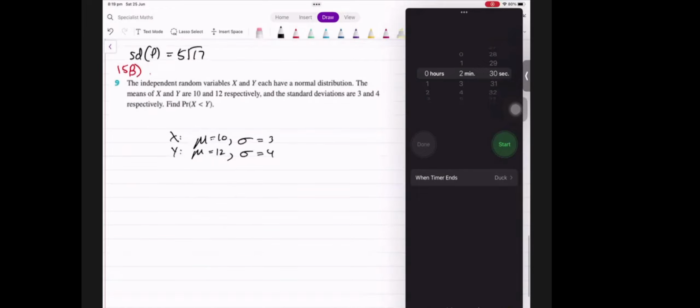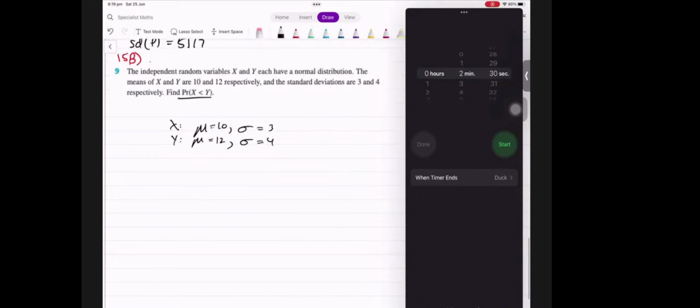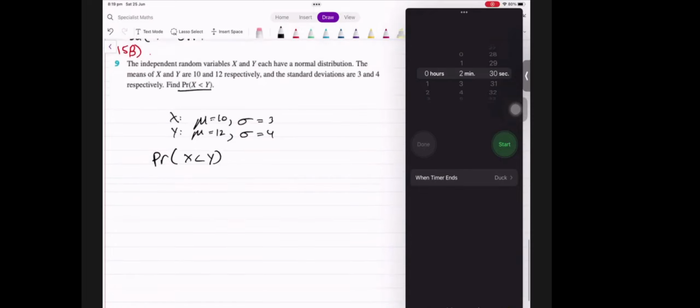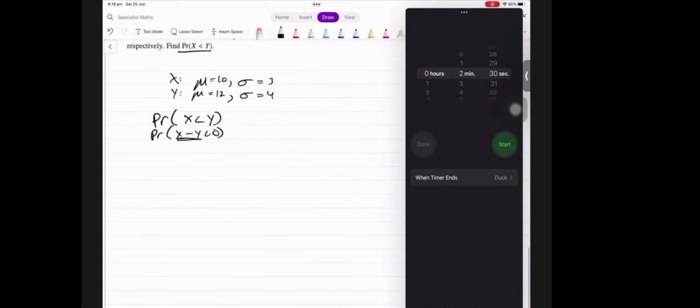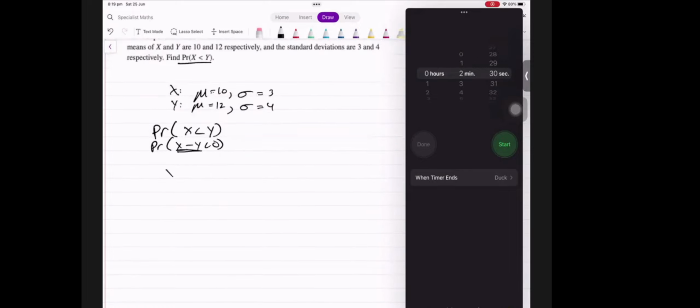Okay, when I was doing this textbook question, I got really stuck as well. So if your probability of x is less than y, this really does not make any sense when you look at it, but there's a really simple fix: you literally just minus y from both sides, and there you go. This is your new variable. So now let's look at x minus y as a variable.